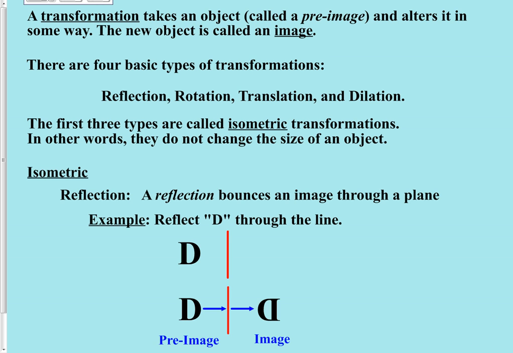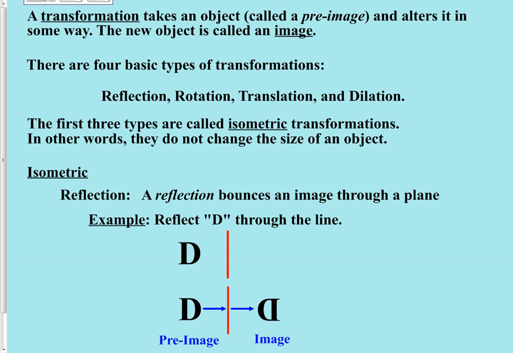As we discussed, there is a broad category that covers the different types of transformations. A transformation takes an object, which is referred to as a preimage, and it alters it in some way. After this alteration has occurred, we don't have a preimage anymore, we have an image. And as you already knew from your days in junior high, there are four basic types of transformations. They would be reflection, rotation, translation, and dilation.